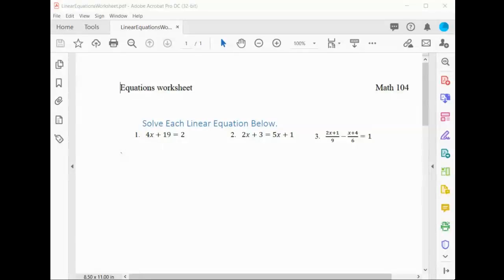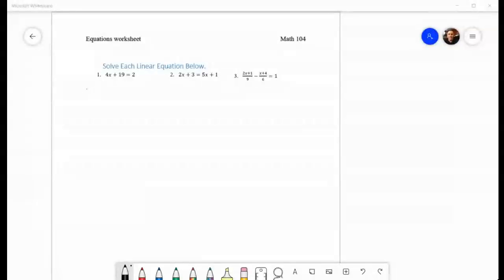So what I'm going to do is go through how to solve these, but I'm going to use Microsoft Whiteboard. But let me share that first. There it is. See if you can see it. Let me just wait for it to load up. There it is. Okay. So let me start doing that.